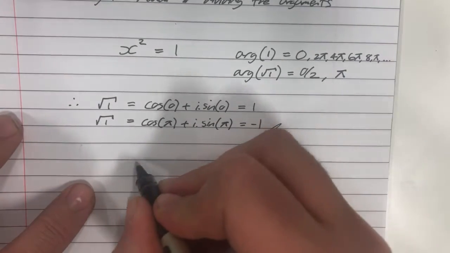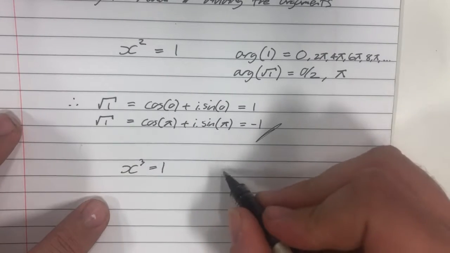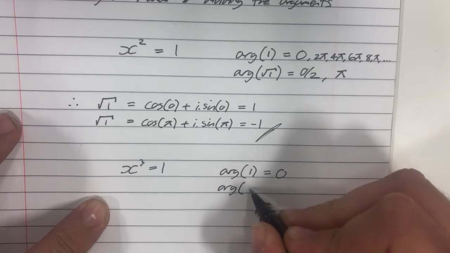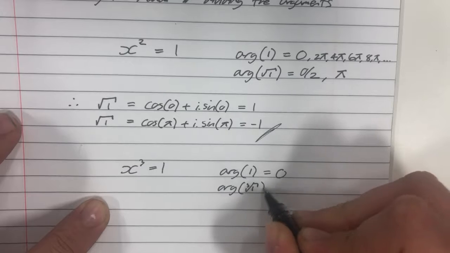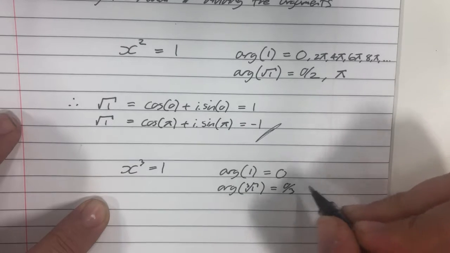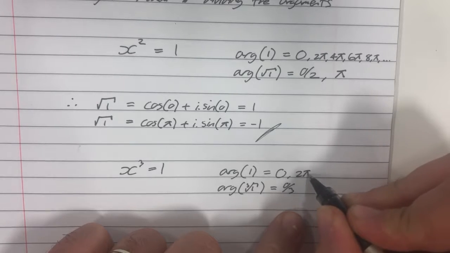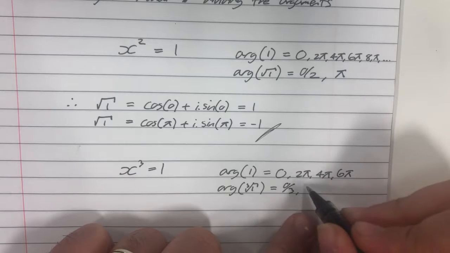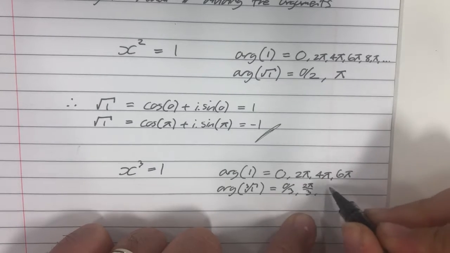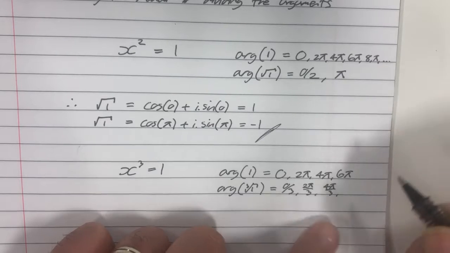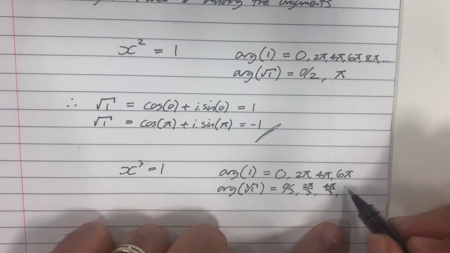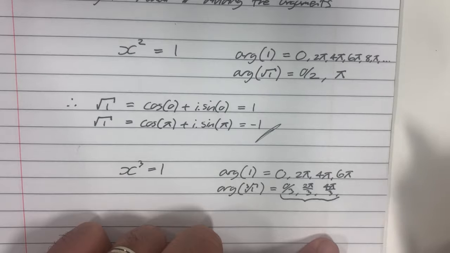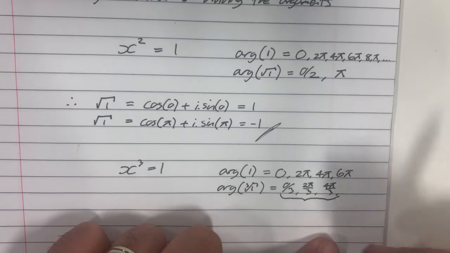Cube roots then. Well, the argument of 1 is still 0, but now the argument of the cube root of 1 must be 0 divided by 3. But don't forget that actually 2 pi and 4 pi and 6 pi are also arguments of 1. So I need to take these and divide them by 3 as well. By the time I get to 6 pi on 3, I'll end up at 2 pi, which is the same as 0. So actually, I have, in this case, 3 arguments for the cube root of 1.